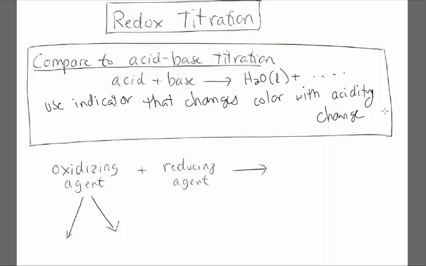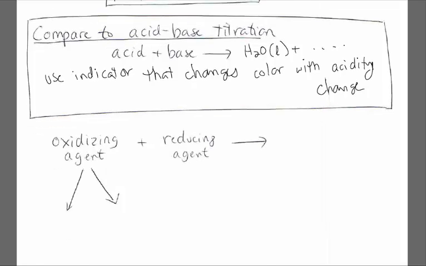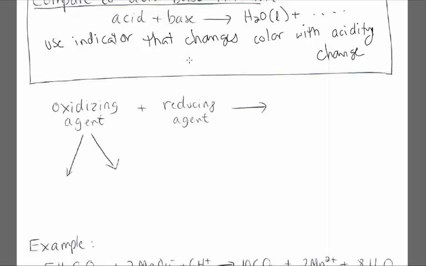Well, we can do a redox titration where instead of an acid and a base reacting, we have an oxidizing agent and a reducing agent reacting to form some kind of products. And we have to have a way to tell when we've reached our endpoint. And we often do this with certain species that change color. One example is one that we just used in our balancing, permanganate, which is purple. And so if your oxidizing agent, which is purple, changes to not purple, that's a color change.